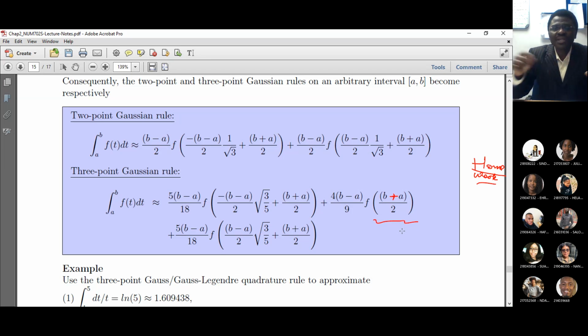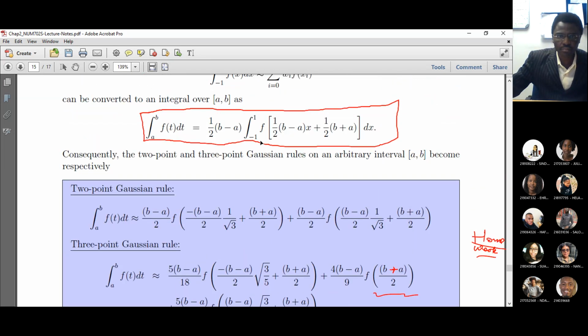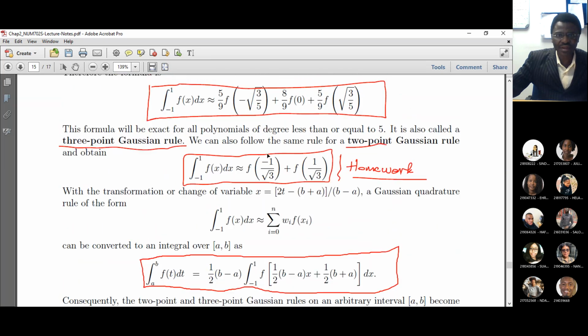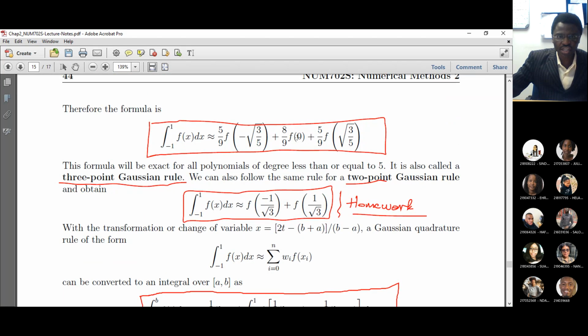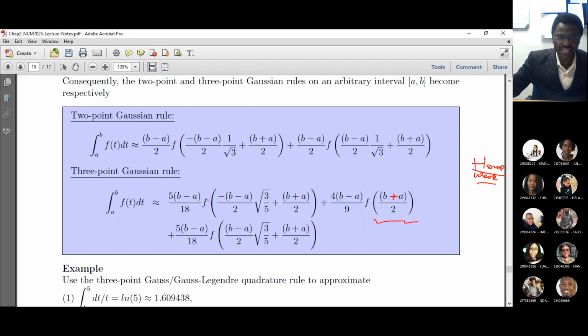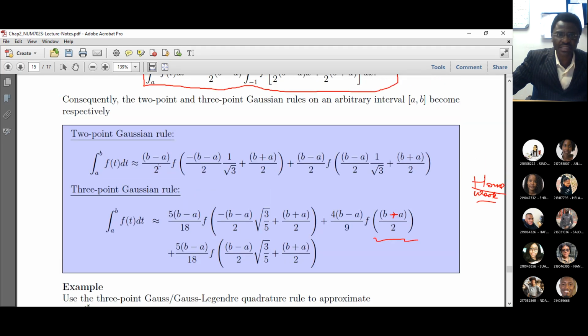Okay, but what we are going to do now is to use this change of variable with the 2-point and 3-point Gaussian rules and see that actually this is what we will obtain. Instead of telling you that this is the solution, let us do that together. Because by so doing, the formula will be remembered.